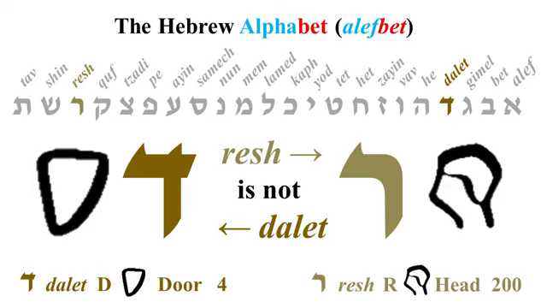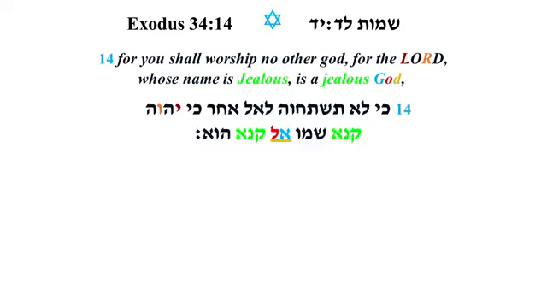But Exodus 34:14 says, "For you shall worship no other God, for Yahweh, whose name is jealous, is a jealous God."